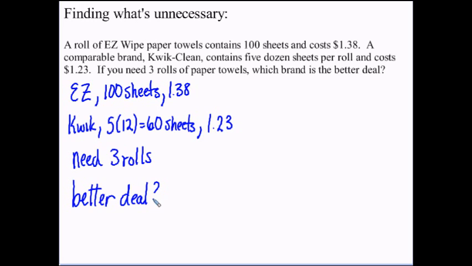Easy? It's only 15 cents more and you get 40 more sheets. But if we want to work that out completely mathematically, you're going to figure out how much it costs per sheet. The cost per sheet is going to tell me which one is the better deal, no matter how many rolls I need, right? Do you guys agree? So what I don't need to know is that.